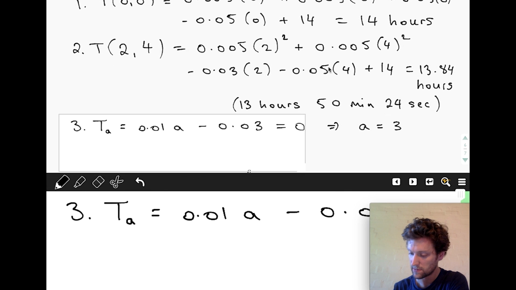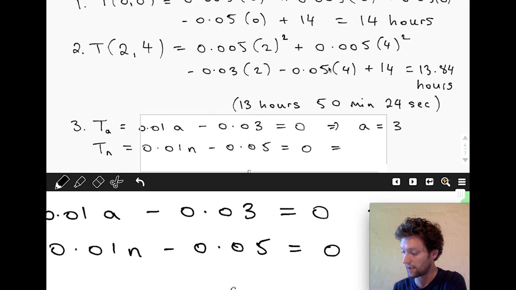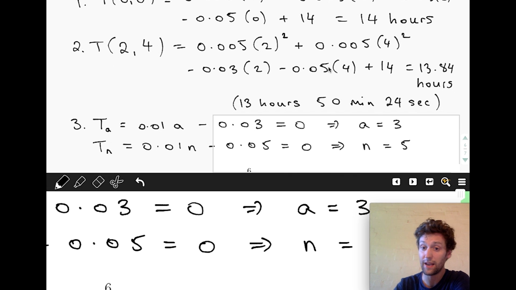The first derivative of T with respect to N is 0.01 N minus 0.05. Set that equal to 0 and solve to get N is equal to 5. So what this is telling me is that there's a critical point at A is equal to 3, N is equal to 5. I'll let you check yourself that this is a minimum value. Again, you're going to use the second derivative test to do that. I'm just going to assume that this is a minimum.